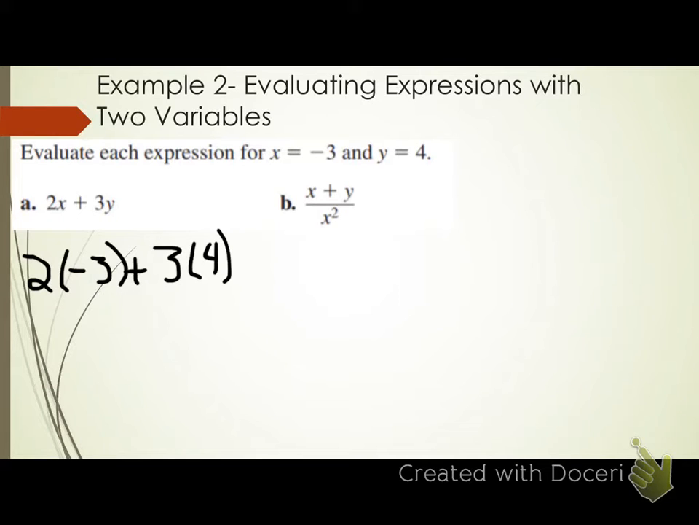Do I have any grouping symbols that have operations going on inside? No. Do I have any exponents? Do I have any multiplication and division? Yes, I've got multiplication. So let's do it from left to right. What's 2 times negative 3? Negative 6. Am I moving too fast for anybody? I can slow down if I need to. What's 3 times 4? 12.